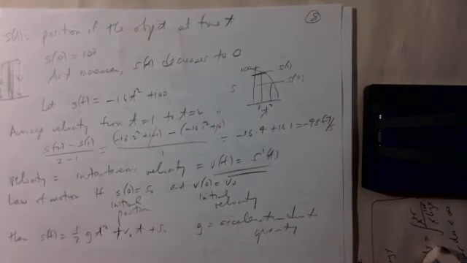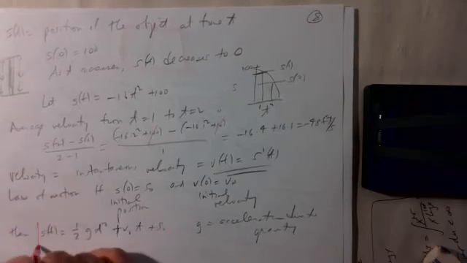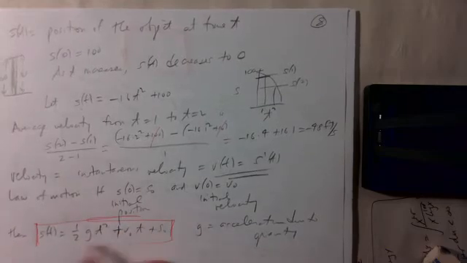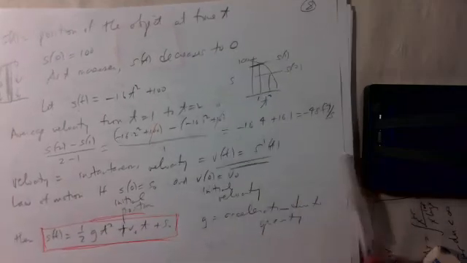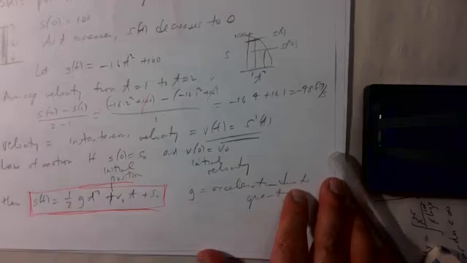So if you're measuring position in feet and time in seconds, g is equal to minus 32. If you're measuring in meters and t in seconds, then g is minus 9.8. So this law of motion is something we'll use all the time.